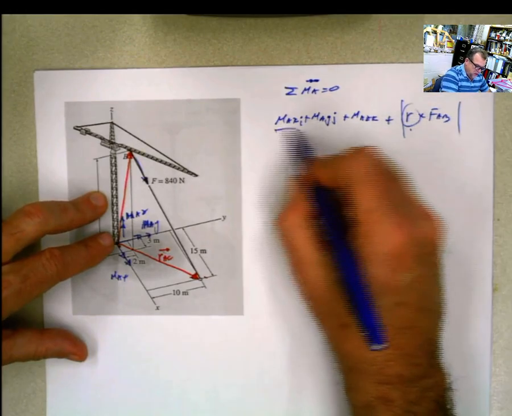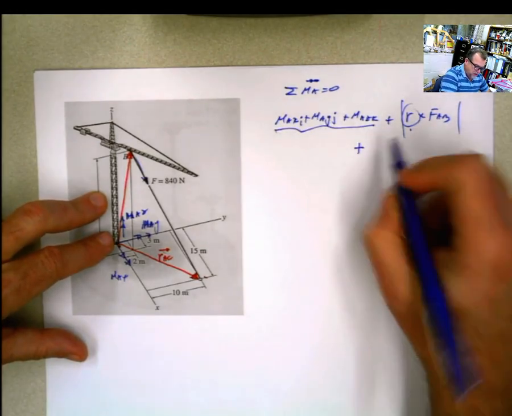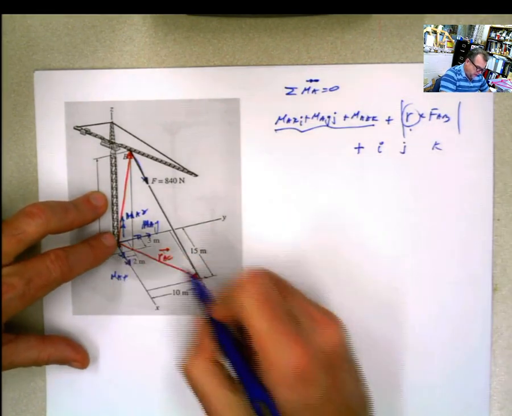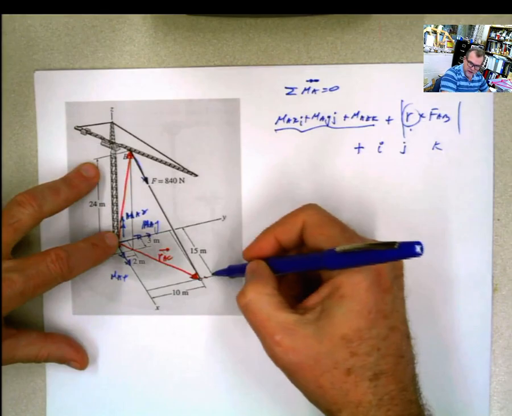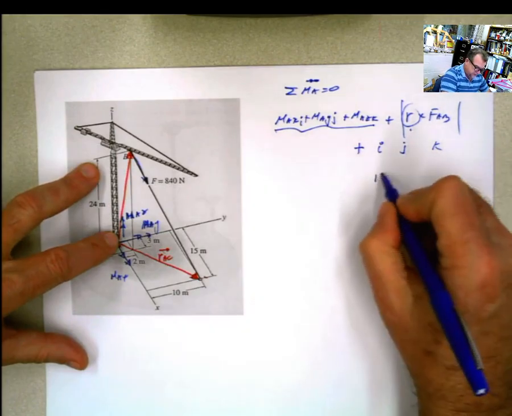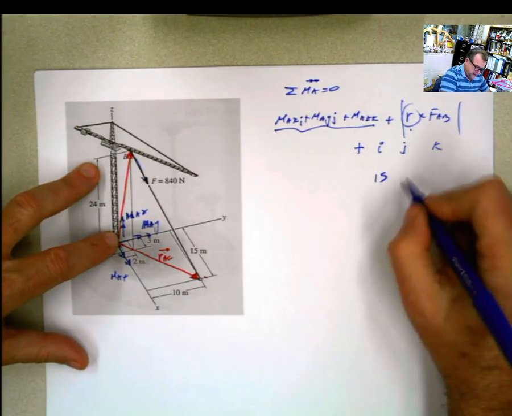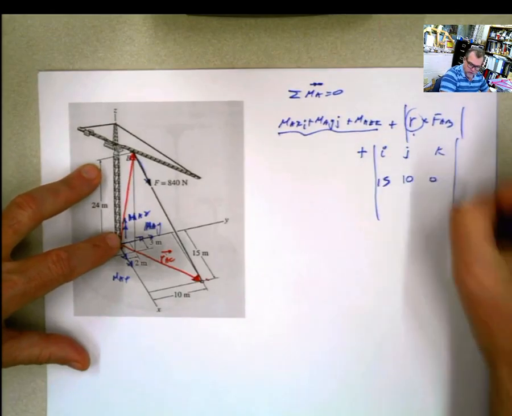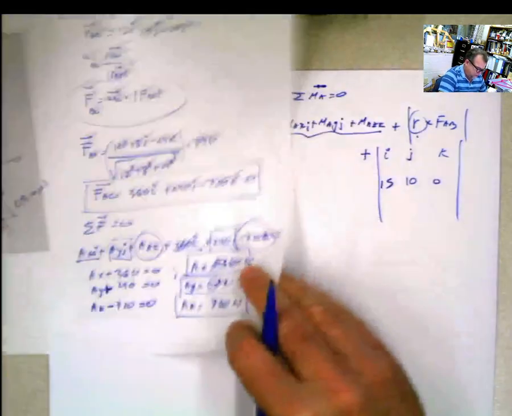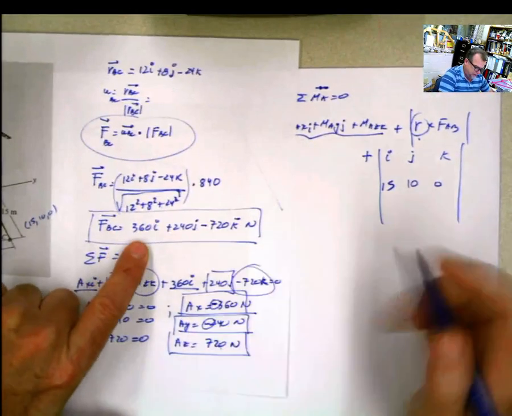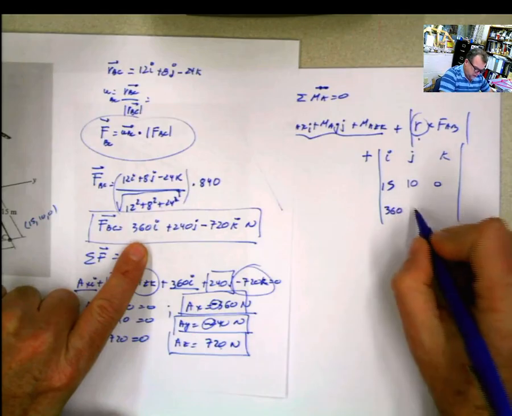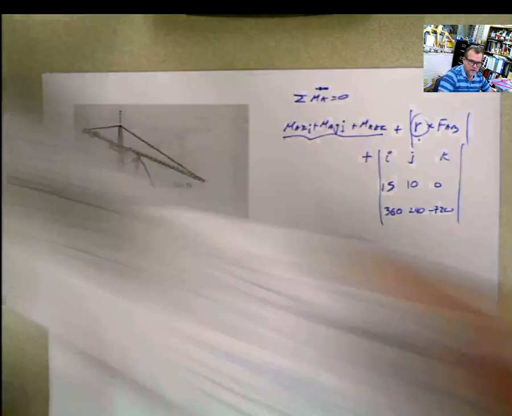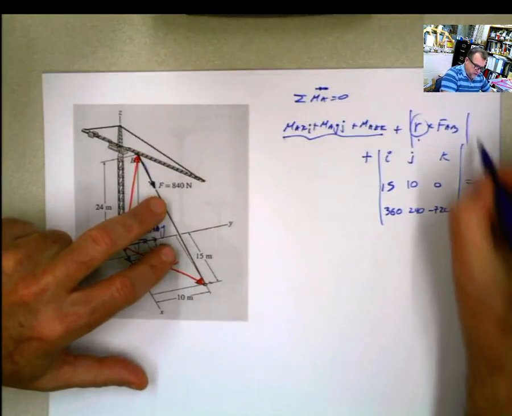So I'm gonna do this plus R cross F. Remember the cross product IJK, and R is gonna be from here to here, meaning 15 in X, 10 in Y, and 0 in K. And the value for the force, we did it before, and this is the force BC, 360, 240, negative 720. That's the value for the force, and that has to be equal 0.